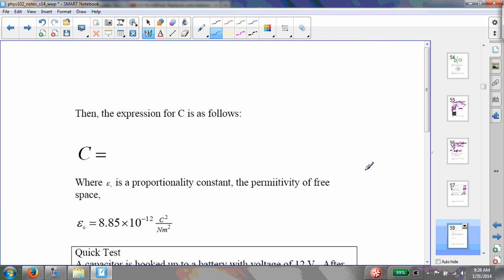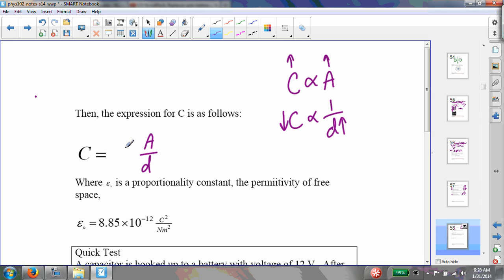Okay, so we can develop an expression for C that is dependent upon both the area and the distance. So remember, we have this direct proportionality between capacitance and area. That is, as the area goes up, the capacitance goes up. And we have this inverse proportionality between the distance between the plates and the capacitance. That is, if D goes up, C goes down. And I can express this mathematically. It's just going to be C is equal to A over D.